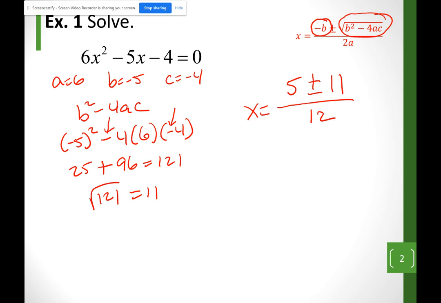So I'm looking on the top. Remember, I'm looking at a positive or negative sign. Let me look at this as the positive sign first. So I'm thinking 5 plus 11, 16 over 12. So I was looking at the plus sign first. Now 16 over 12 can be simplified, right? Divide each number by 4. So 4 over 3.